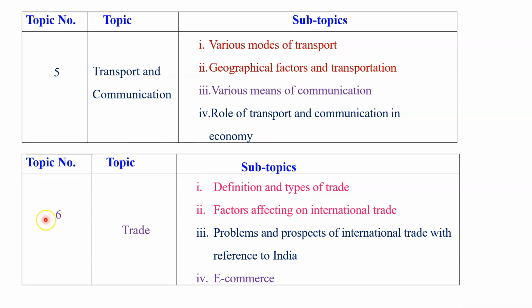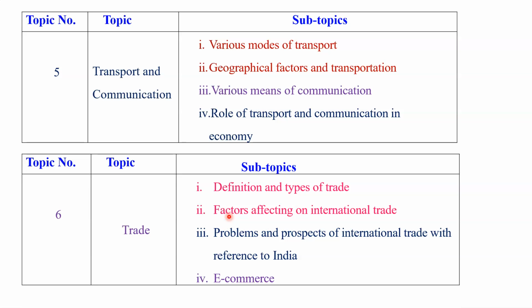Then we have chapter number 6, that is trade. This chapter is also classified into 4 subcategories or subtopics. In the first subtopic we have the definition and types of trade. You know, students, the buying and selling of goods and services is called trade. There are 2 main types of trade, that is internal trade and international trade, and international trade is also known as foreign trade. So therefore, in this first subtopic we are going to discuss what we mean by trade and what the important types of trade are, that we are going to discuss here in detail.